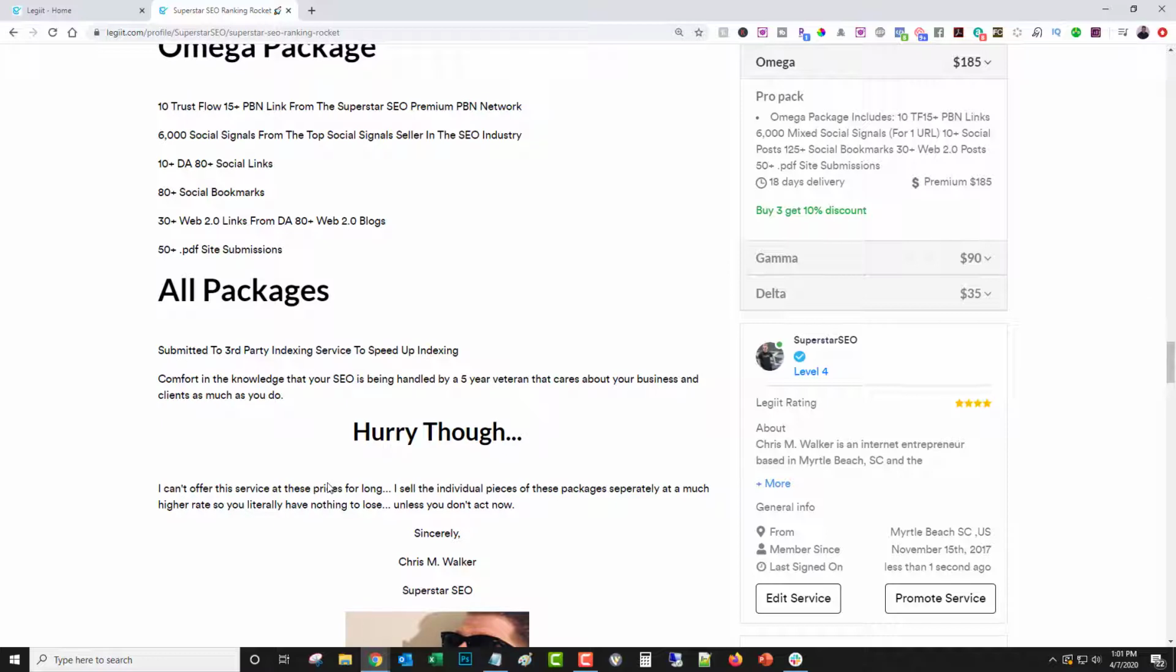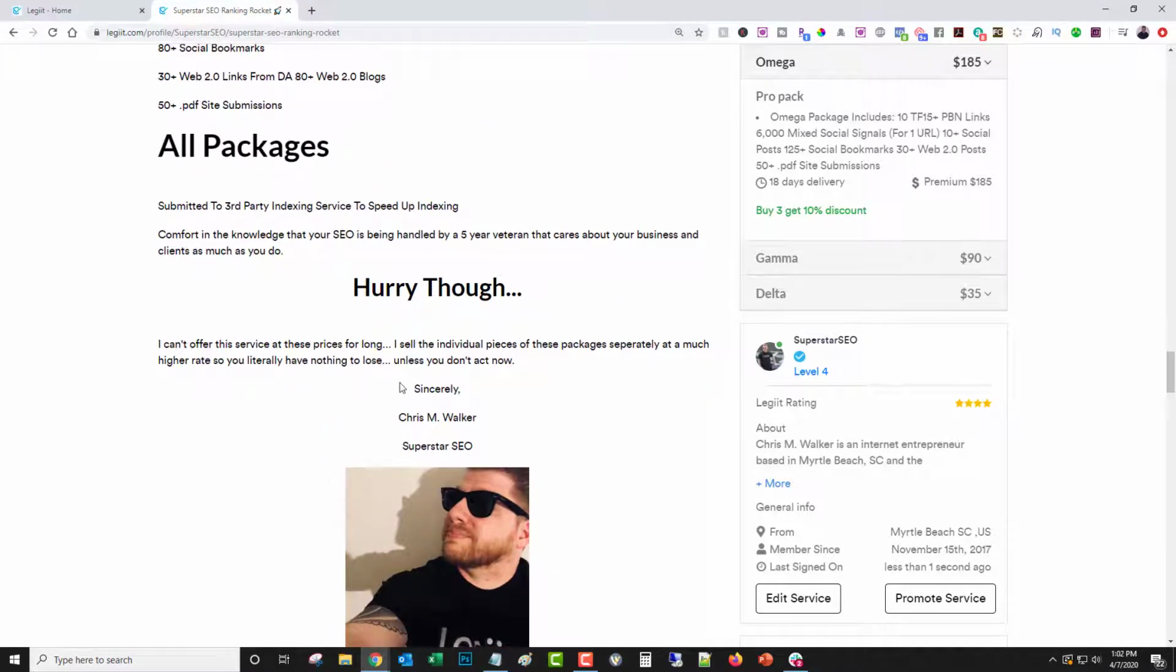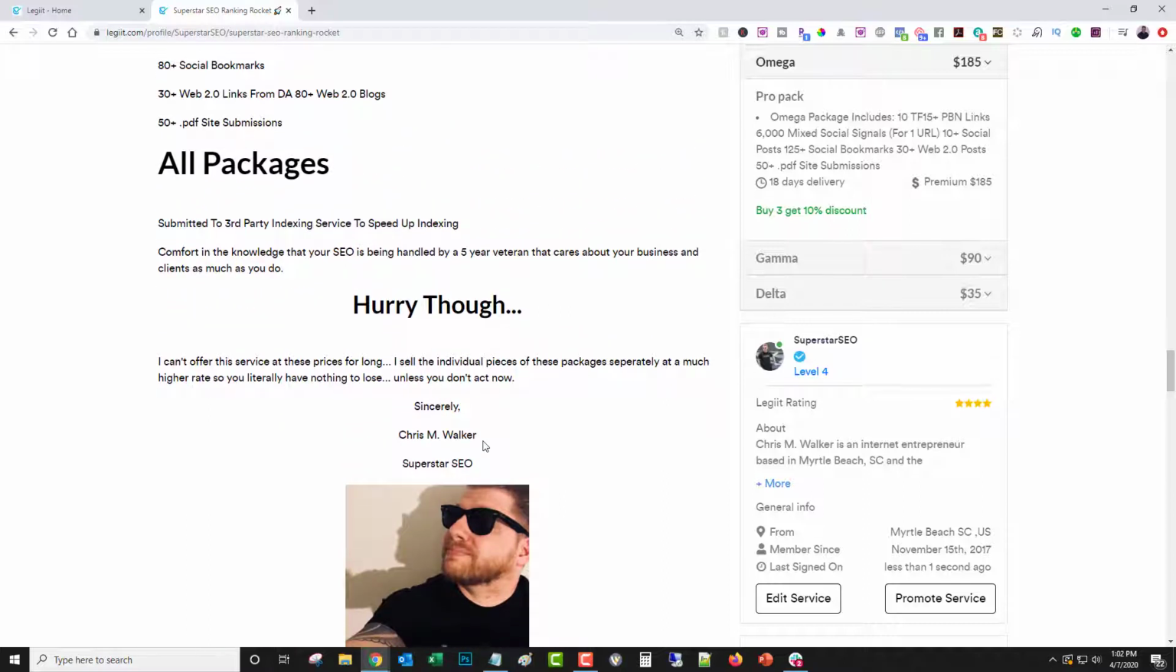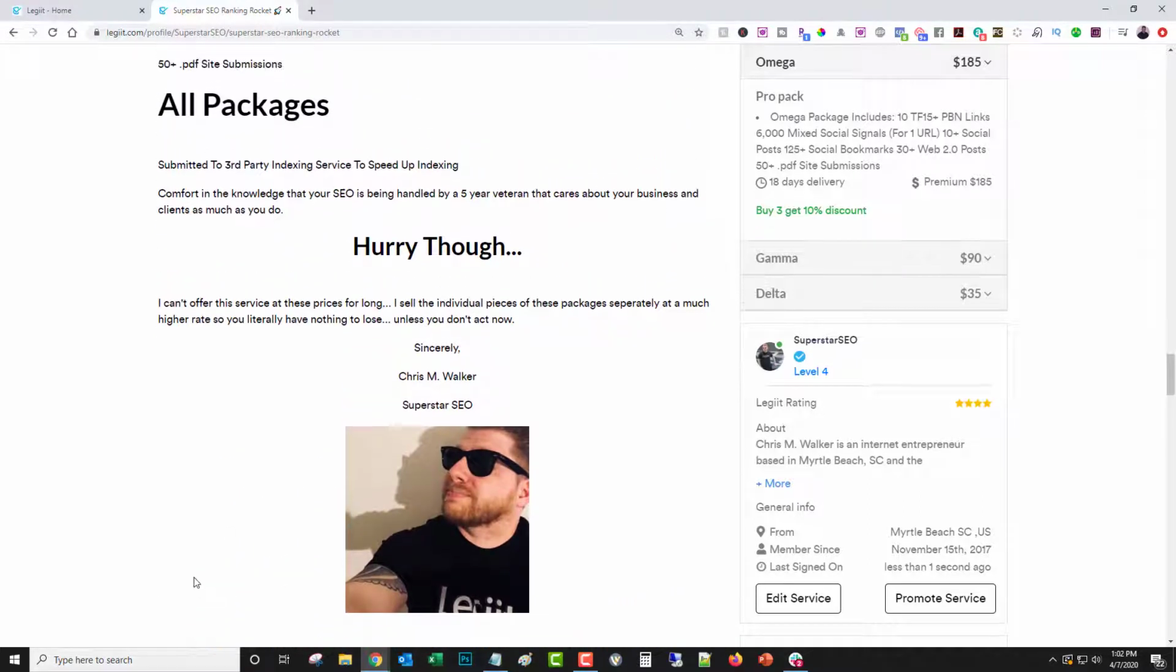I sell the individual pieces of these packages separately at a much higher rate, also true. You literally have nothing to lose unless you don't act now. And one thing I would do if I had this to do over again: I sign off with my name and a picture of myself just to reestablish that trust. I could probably use a better picture, but if I had this to do over, one thing I would do would be put a PS.